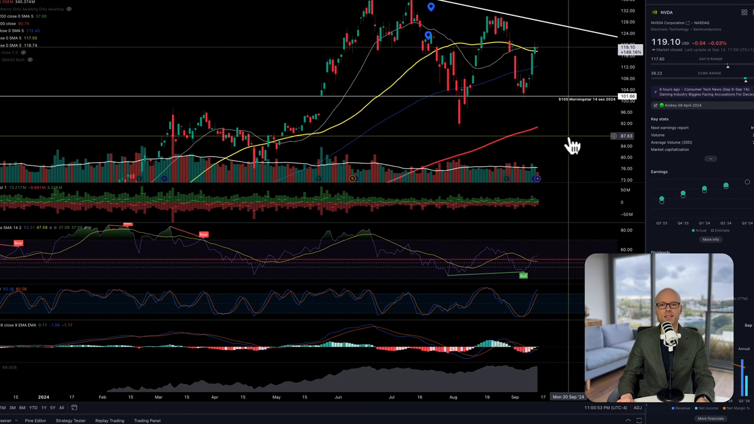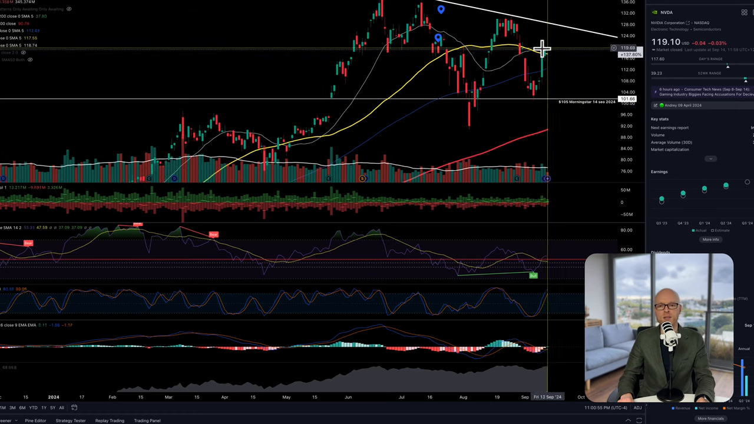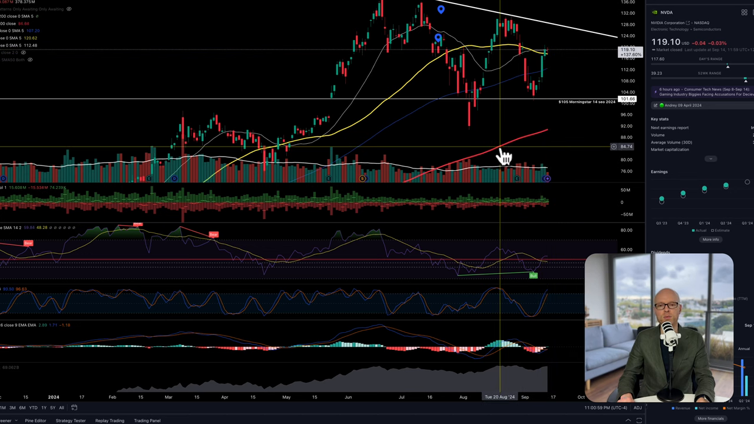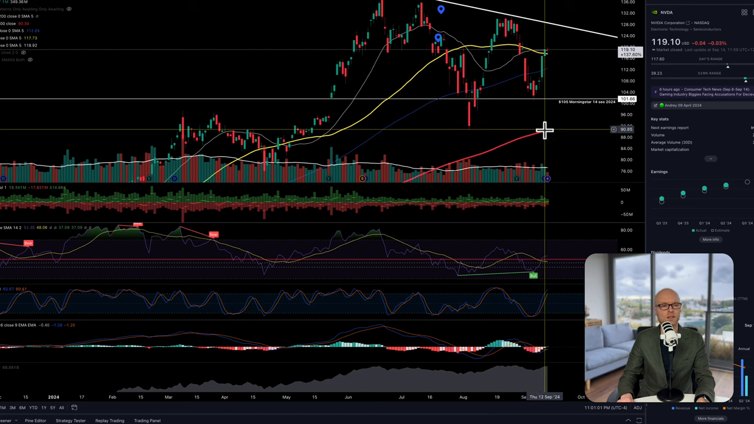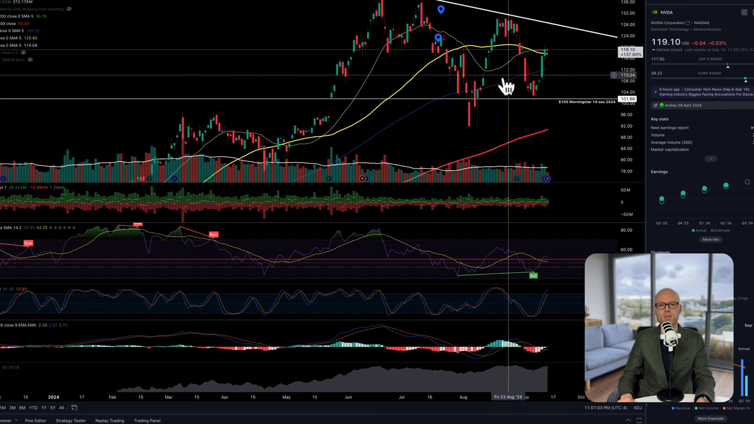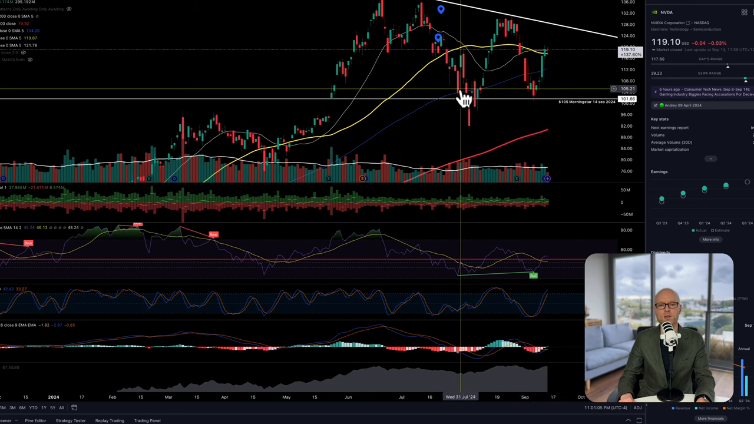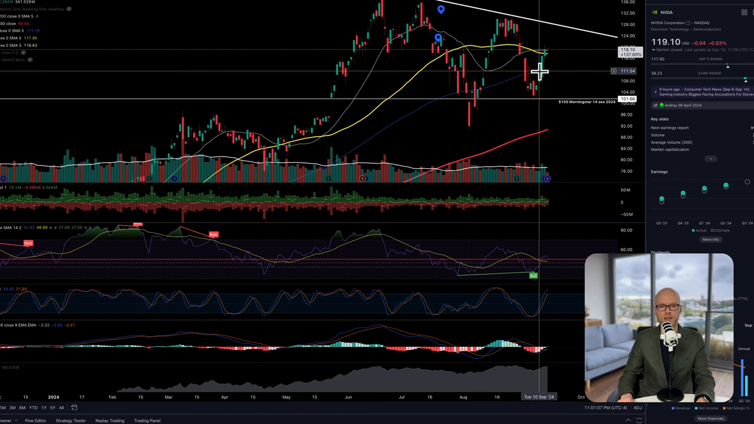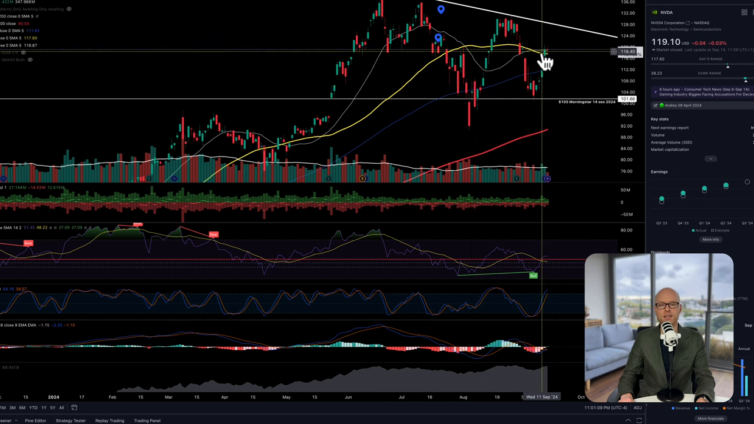Now let's have a look at the technical analysis of this company. As you can see, the stock price is $119, which is above this red line, that is the 200 SMA, and above this yellow line, which is the 100 SMA. And it is sitting near this yellow line, which is the 50 SMA. Therefore, you can conclude it is in a bullish uptrend.